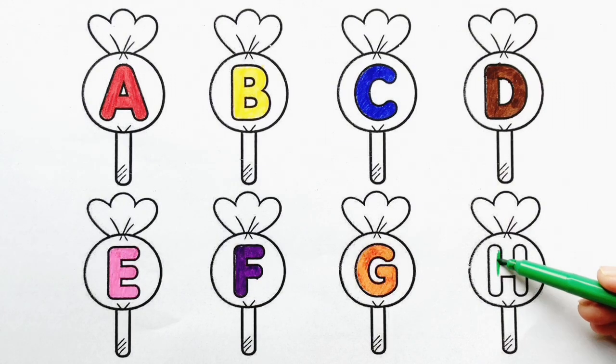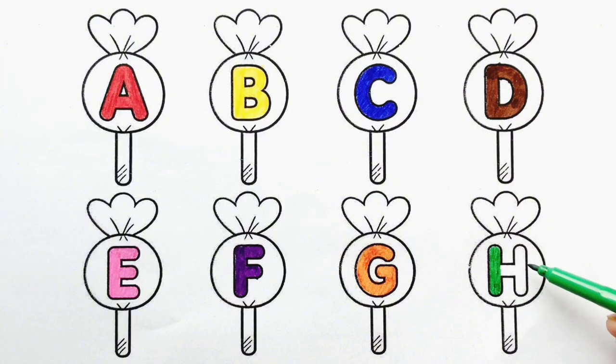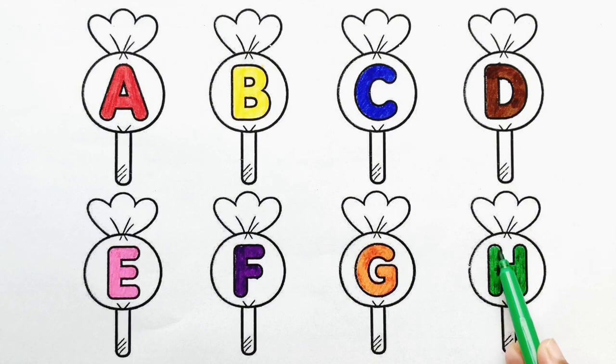Next letter is H. This color is green. H for hand and H for house. Wow, wonderful! Color is finished.